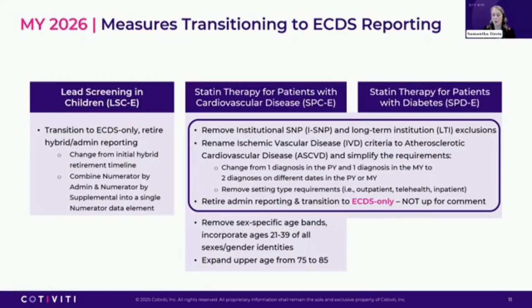They plan to simplify the requirements for this criteria by requiring just 2 diagnoses on different dates of service anytime in the measurement year or a year prior. This would remove the need for additional setting type codes with the diagnosis, as well as remove the limitation that 1 diagnosis must be in the year prior and 1 in the measurement year for eligibility. NCQA is requesting feedback on this change for both measures as well.